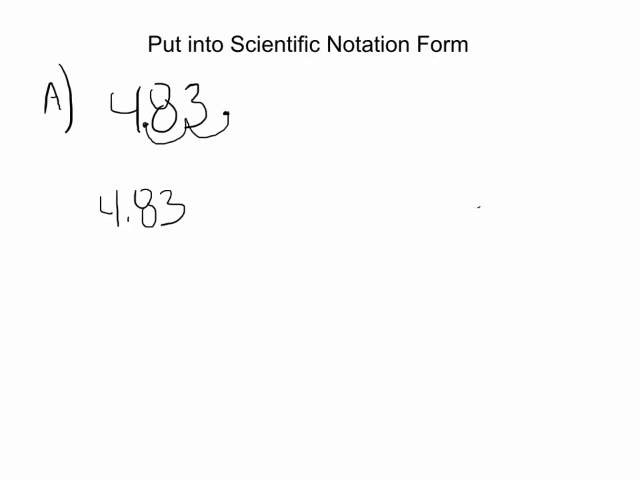4.83. However, 4.83 and 483 do not mean the same thing. They're two different numbers. And we're trying to rewrite 483 just in a different form. And so if we were to make 483 out of 4.83, we would multiply it by 100.